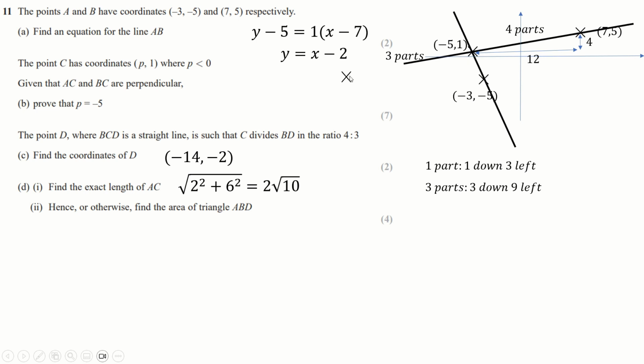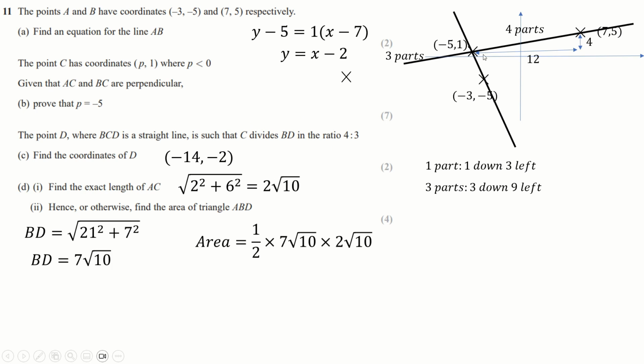What's the base? Well, it's the distance from this coordinate to this one. This coordinate was this, remember, so the x change is 21 from -14 to 7, and the y change from 5 to -2 is 7, so BD is 21 squared across here, plus 7 squared up here, square rooted, which is this. And then of course I can just do that length times this length times a half, because there's a 90-degree angle here, as we've said, which is this.